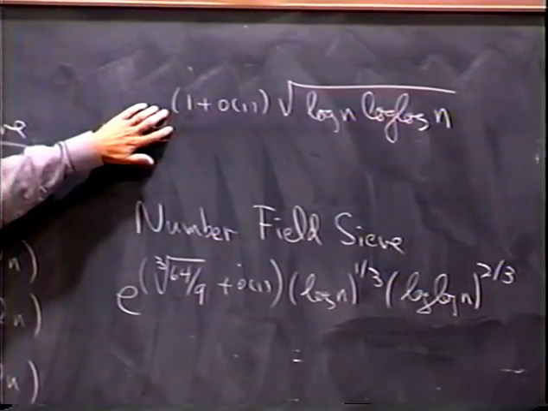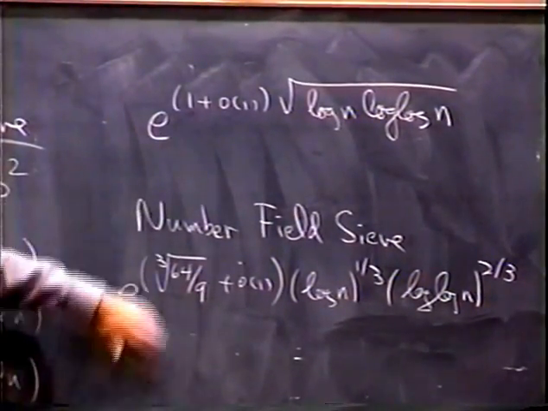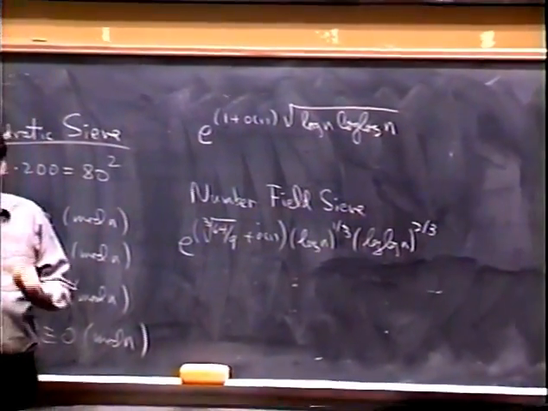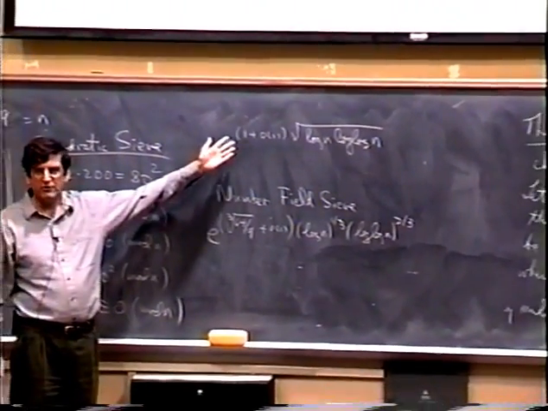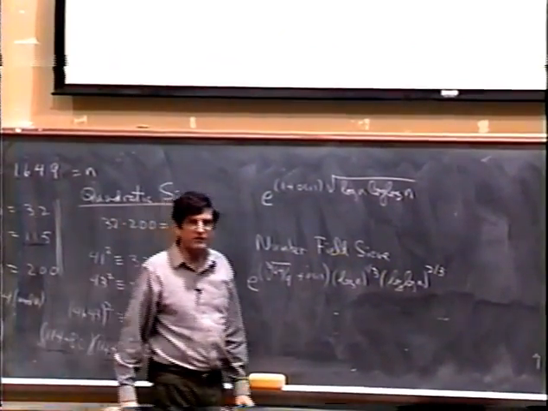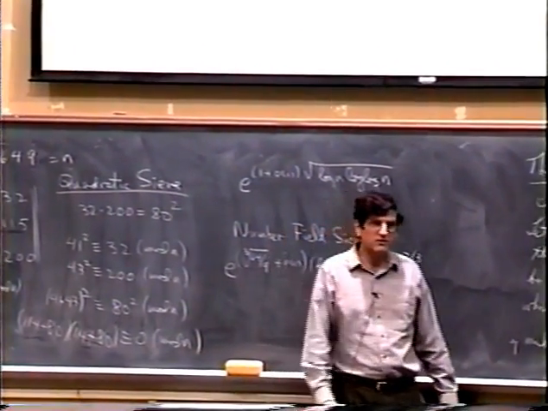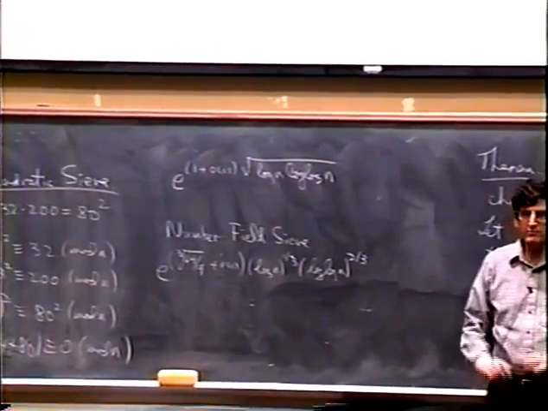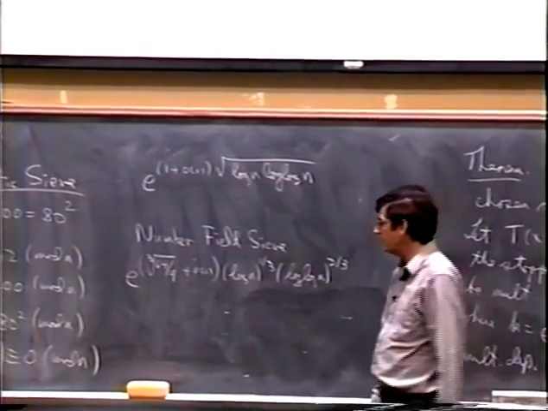And the crossover between these two functions, ignoring the little o of 1, is about, definition of small here, is about 10 to the 125. Okay, so if you want to factor a number that's small, like below 10 to the 125, use the simple method, quadratic sieve. If you want to factor a big number, then you use number field sieve.